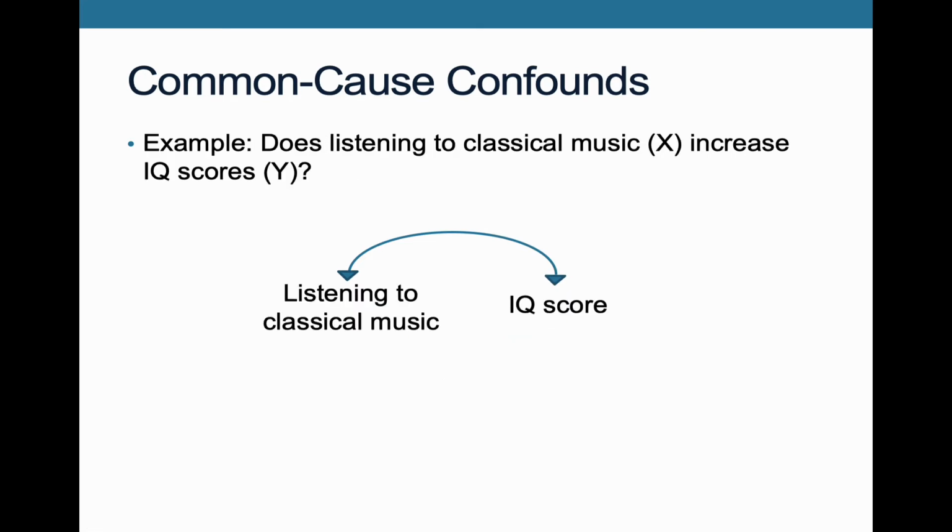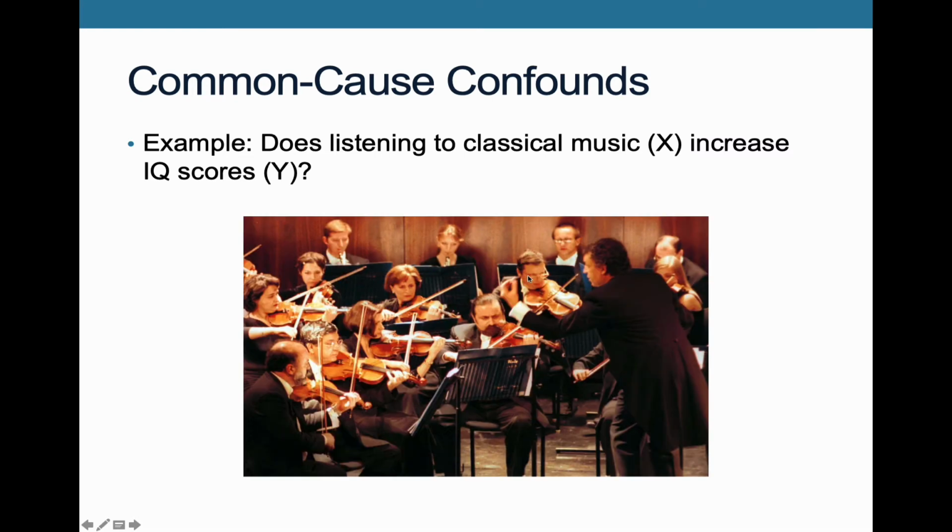Imagine you have a question about whether listening to classical music increases somebody's IQ scores. You see that listening to classical music is correlated with IQ scores. You might even have an explanation for that: listening to classical music calms you and helps you pay attention when you're studying more, and that overall improves your level of intelligence over time. So it's a plausible relationship, but is it really a causal one?